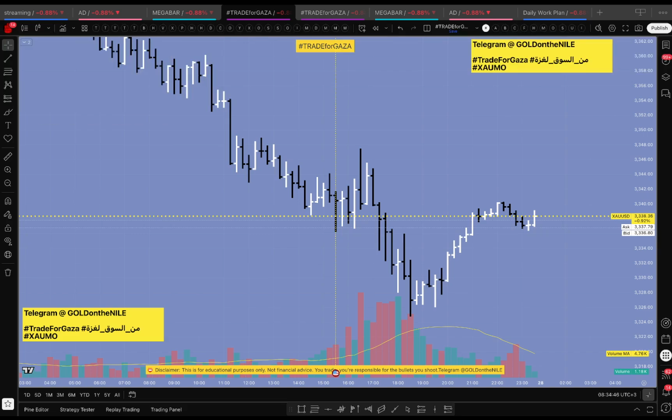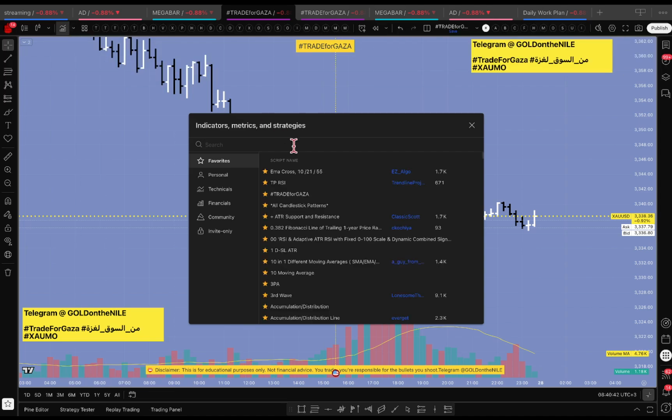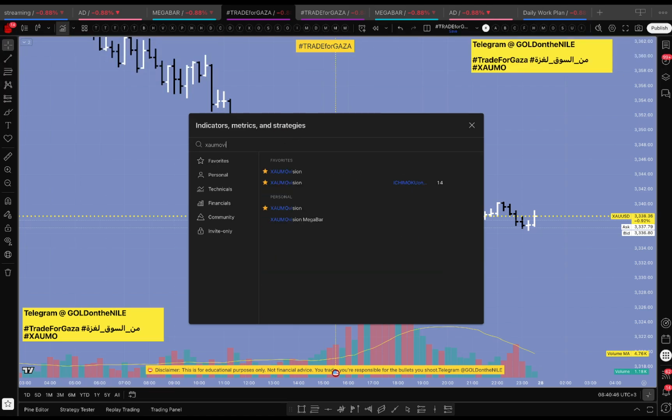Let me show you how to trade for Gaza. First thing, you need TradingView. Unfortunately, I do not trade on MT4 or MT5. I trade on TradingView. You click on TradingView and open your indicator list. Just type XAUMO Vision. It's already there, I published it. It's on Ichimoku on the night, and 14 people have downloaded it. So you click on it.